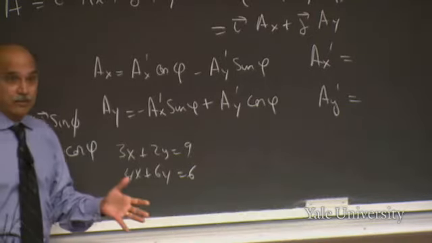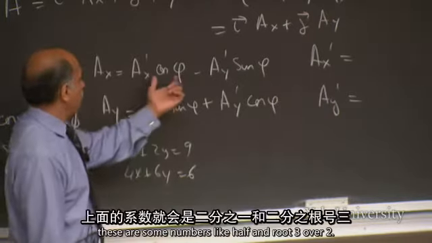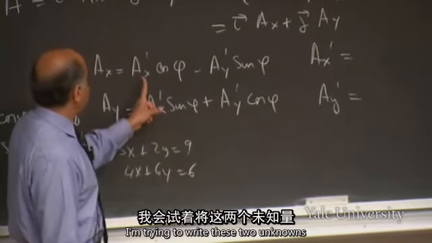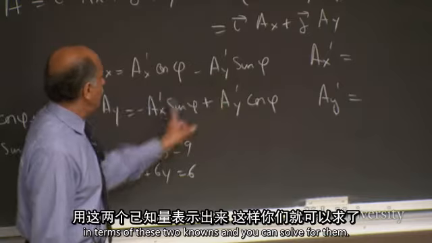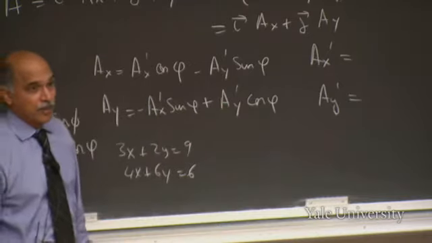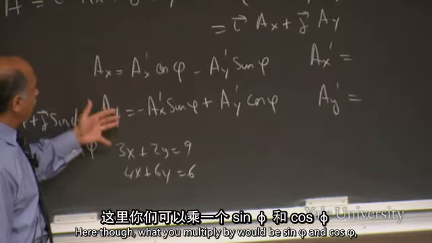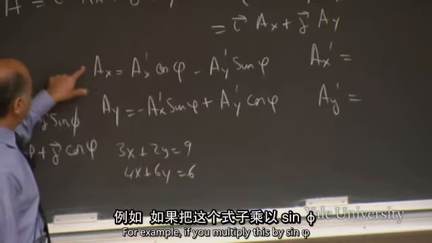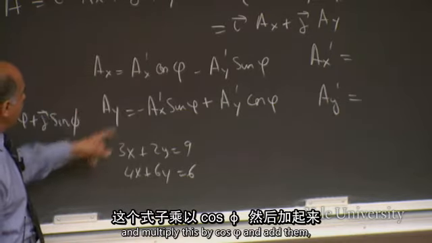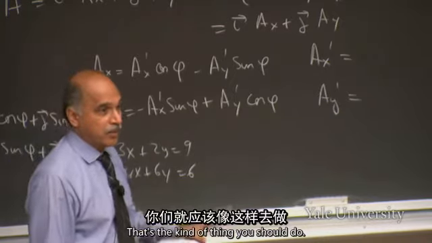Phi is an angle, sine and cosine are definite numbers. If I pick an angle of 60 degrees, these are some numbers like half and root 3 over 2. Then I'm trying to write these two unknowns in terms of these two knowns, and you can solve for them. Here, though, what you will multiply by would be sine phi and cosine phi, so you can eliminate. For example, if you multiply this by sine phi and multiply this by cosine phi and add them, the a x prime will drop out. So that's the kind of thing you should do.